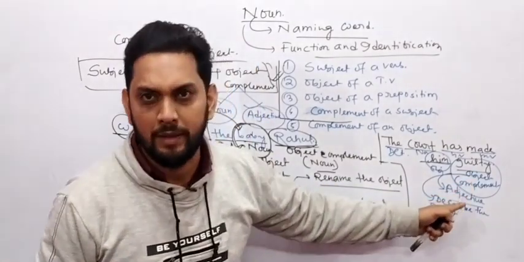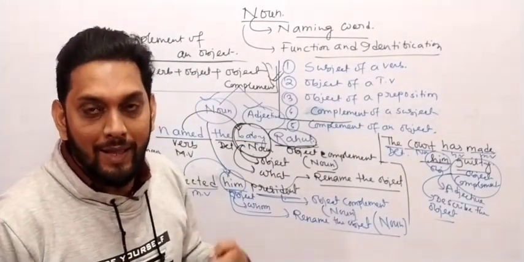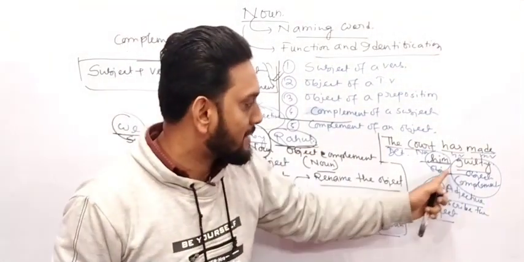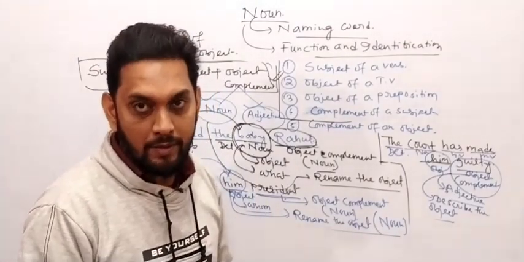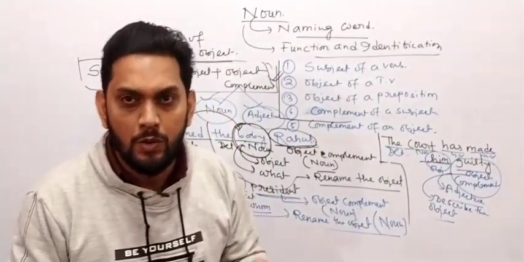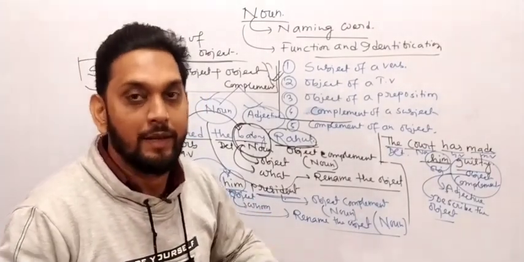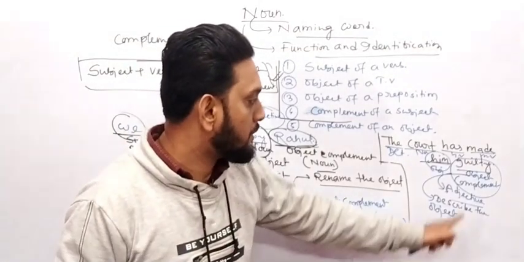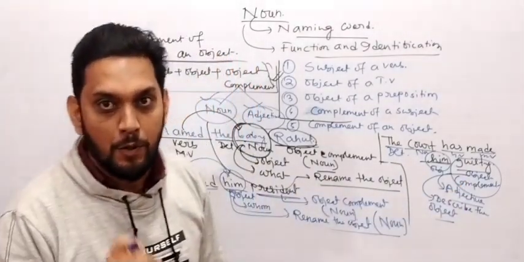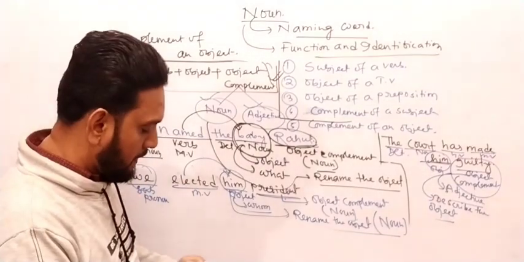This object complement plays the role of an adjective. And why is it called an adjective? Because it describes the word him. It does not rename the object. It qualifies or describes the object over here. Because of this reason, we can call it adjective complement or the object complement. And this object complement is an adjective.